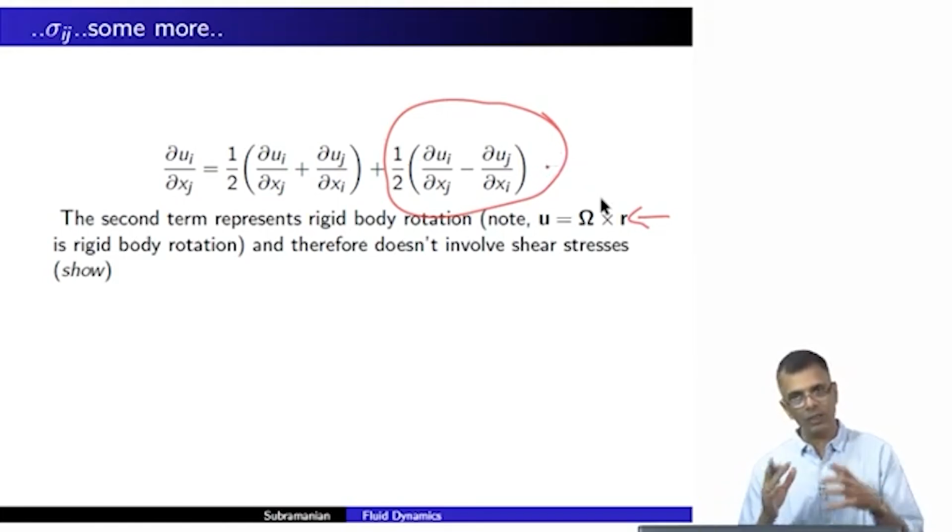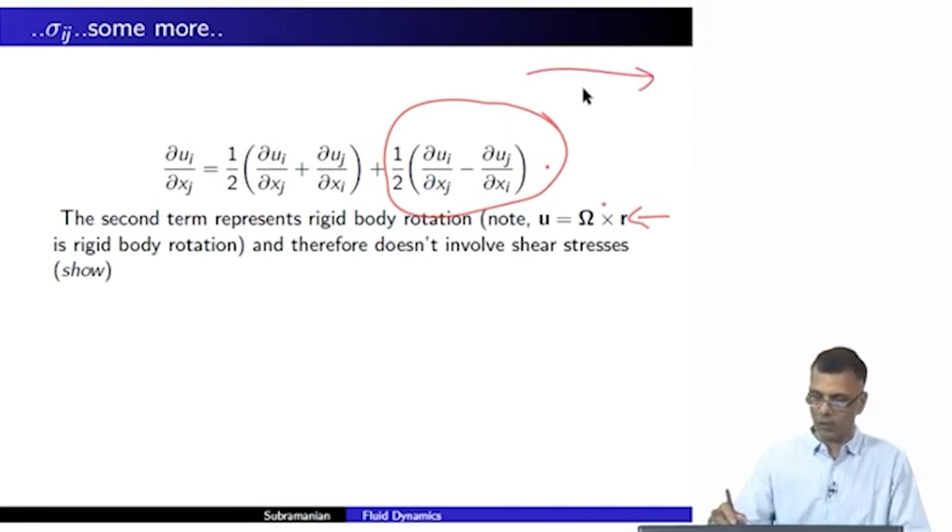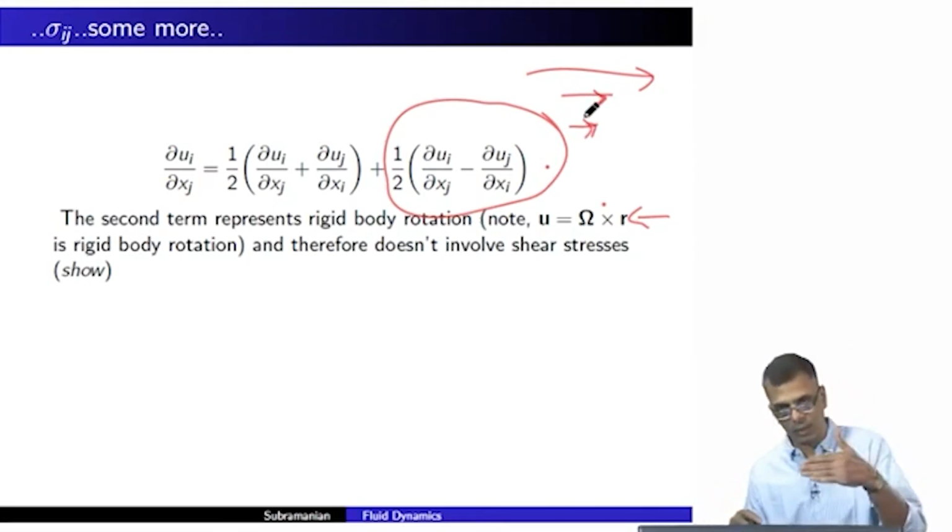Whenever you have rigid body rotation, the rotation is rigid. There is no question of velocity streamlines looking like this. There is no question of that. These are arrows. There is no question of velocity streamlines decreasing.